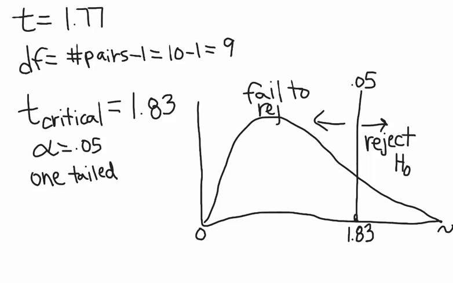You can see that our calculated value is 1.77, so that might be just a little bit less than 1.83, and I'll plot that along the critical value chart. I'll look up and it tells me what to do: fail to reject the null hypothesis. The next step is going to be writing up my results.